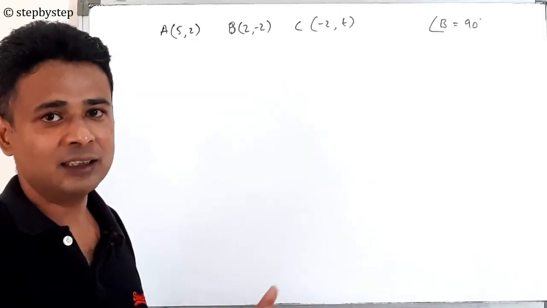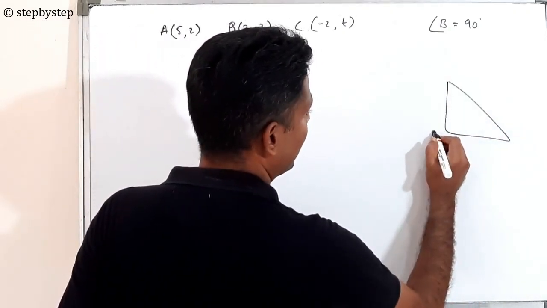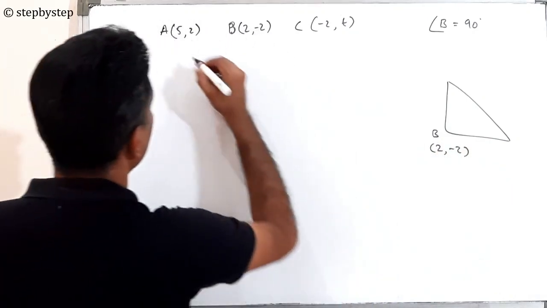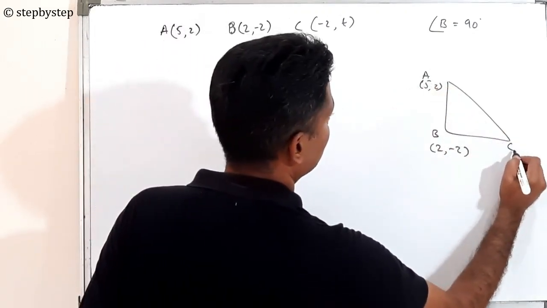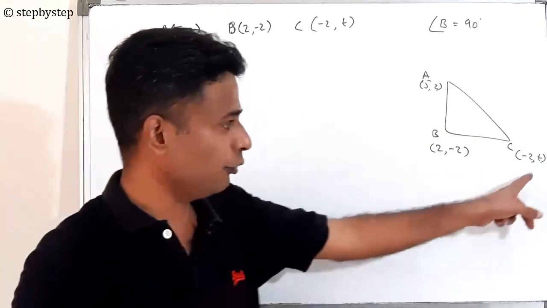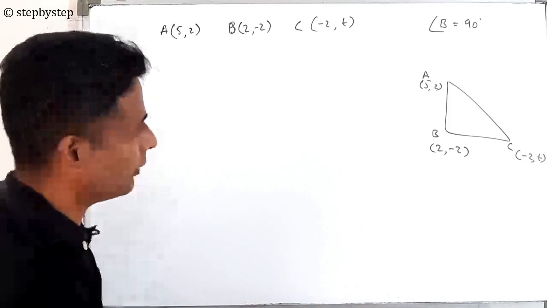Alright guys, the last question in the test. They have said ABC is a right angle triangle, right angled at B, and B is 2 comma minus 2, A is 5 comma 2 and C is minus 2 comma T, and they have asked you to find the value of T. Again, one unknown, we need one equation. So what equation can we find?